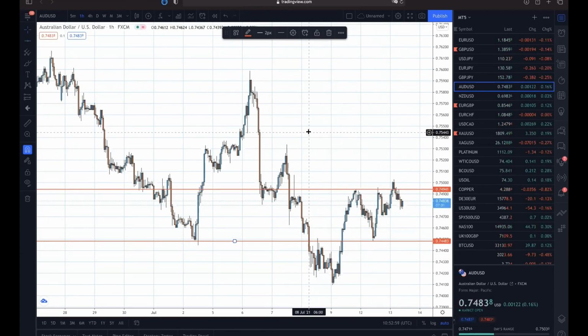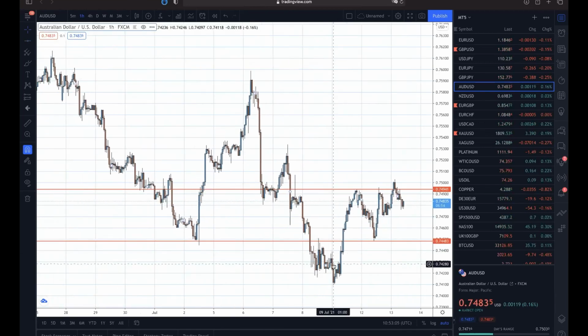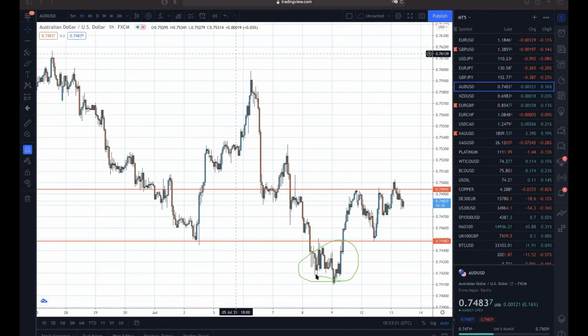Am I annotating? I'm not seeing anything. All right. So this area here would be the head, and we have one shoulder and another shoulder potentially. This could be a bullish reversal on the Aussie. It looks that way, doesn't it?